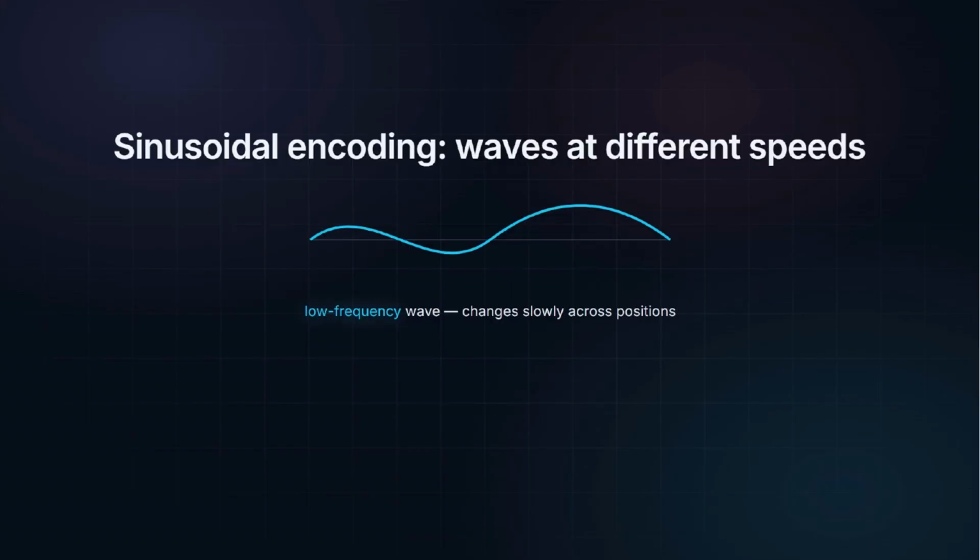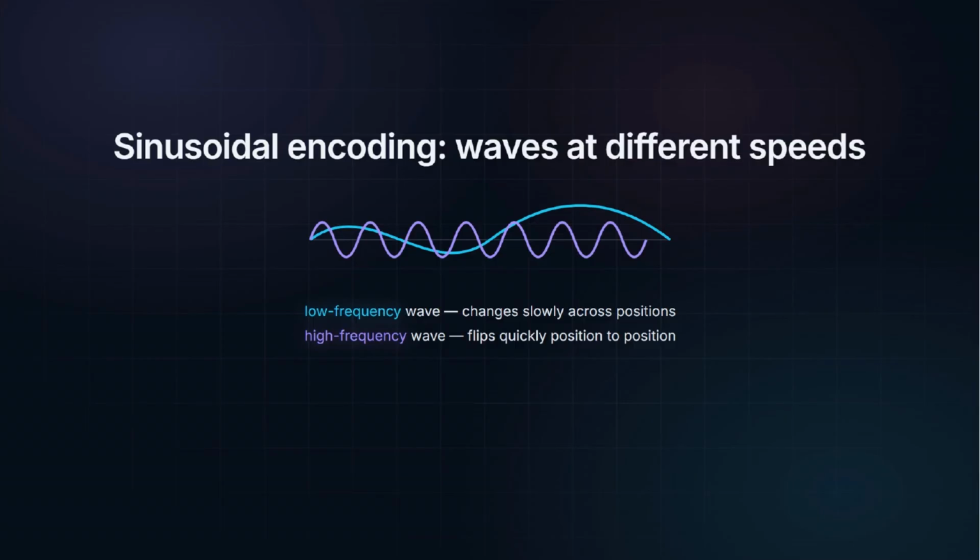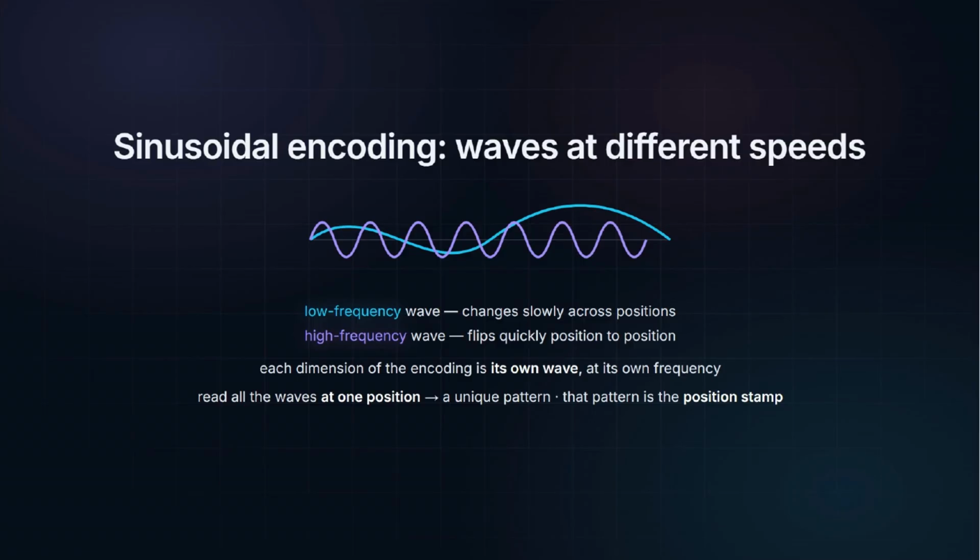Here's the design. We use a whole set of waves at different frequencies. This cyan one is low frequency. It changes slowly as you move across positions. This violet one is high frequency. It flips back and forth quickly from one position to the next. Each dimension of the positional encoding is its own wave, running at its own frequency from very slow to very fast. Now read all those waves at a single position. Take one vertical slice, and you get a unique pattern of values. That pattern is the position stamp for that spot.